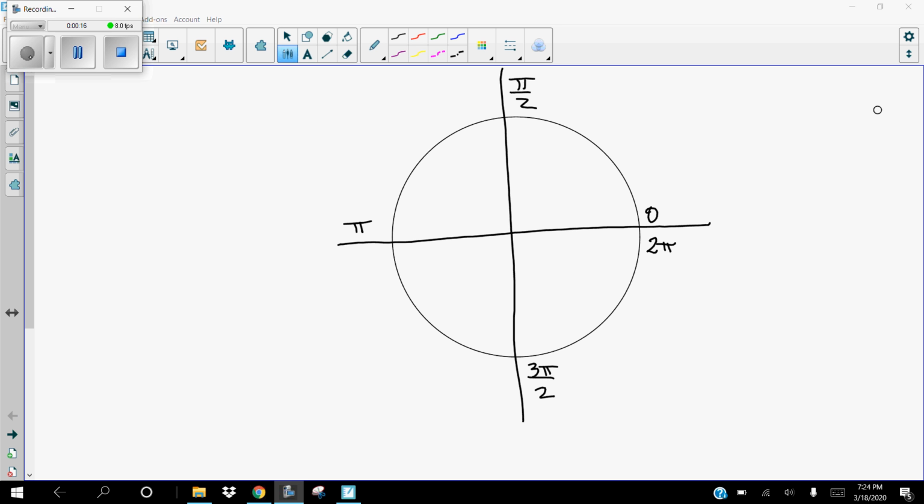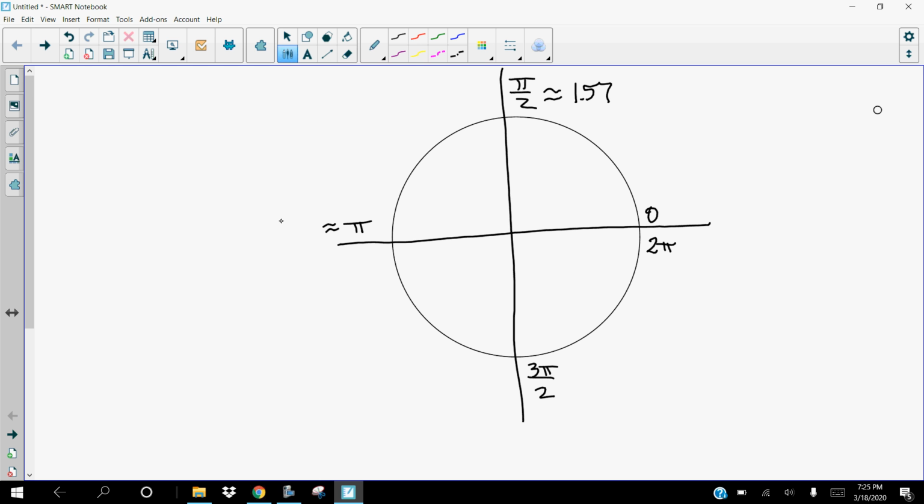I have pi over 2 miles, which is approximately 1.57 miles. Memorize these approximations. If I keep walking and I land on the pi miles, that's approximately 3.14. And I keep walking, go to 3 pi over 2, that's approximately 4.71 miles. And walking a full rotation around that circle is approximately 6.28 miles.